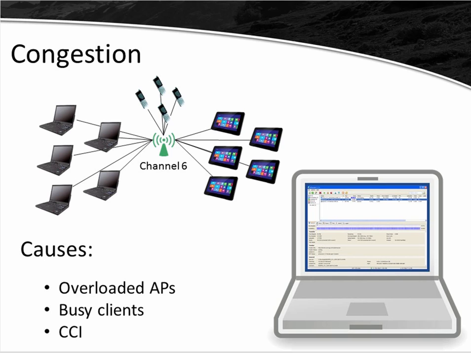And so it could very well cause some uplink congestion too, but this can cause congestion. So you've got one or two clients that are really using a lot of throughput. And then, of course, co-channel interference can cause congestion because of the simple arbitration that has to take place to gain access to the medium. And so congestion is caused by overloaded APs, busy clients, co-channel interference. These are your major causes, and there may be more.